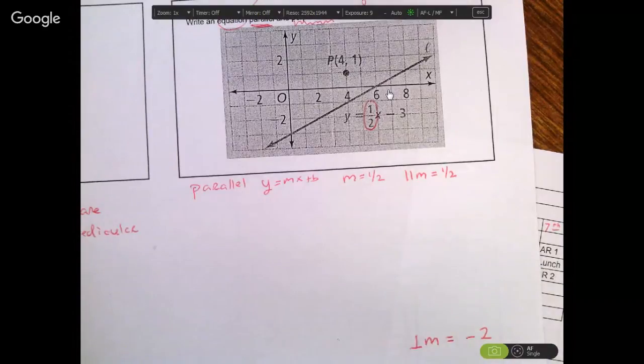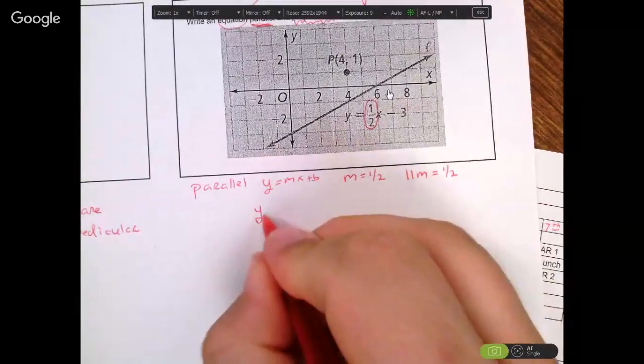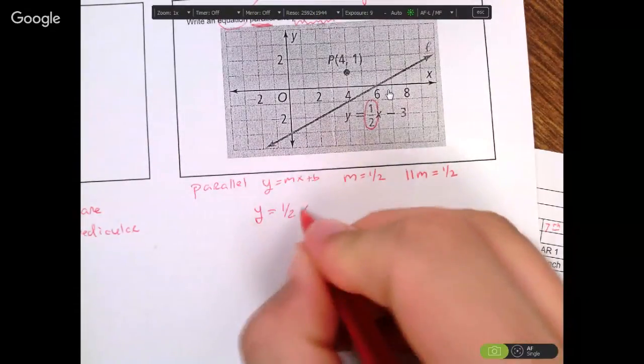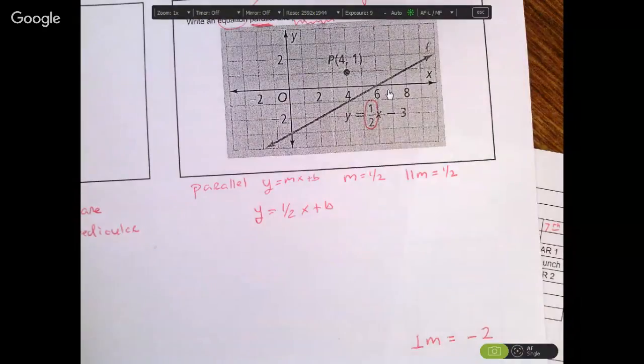So if I ever have to say the parallel slope, this is the shorthand of that. Okay, so the parallel slope. We know that it's y equals 1/2 x plus b. If I knew b, I would be done.